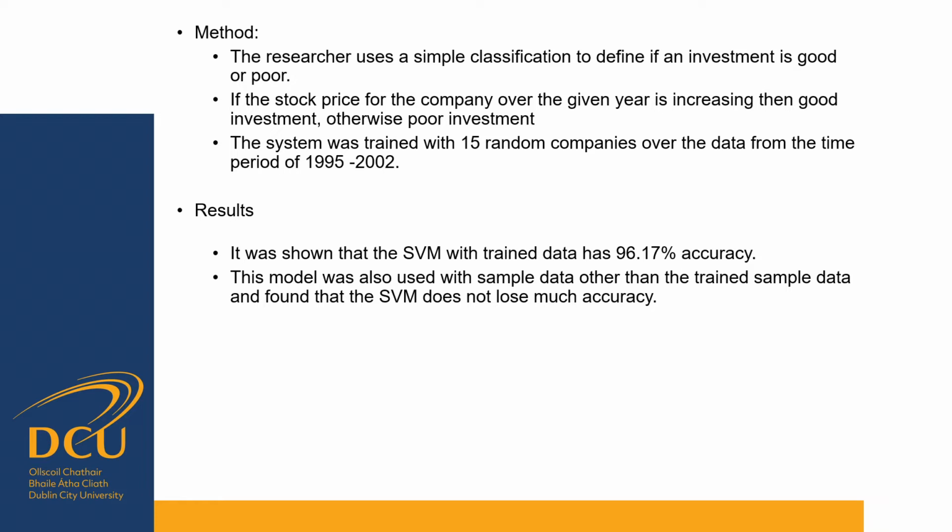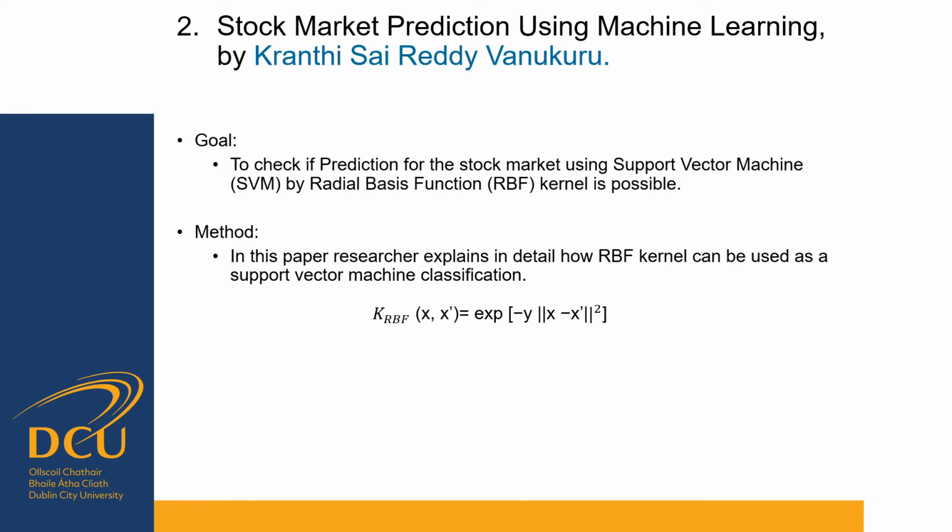As a result, their model showed 96.17% accuracy. It has also proven good with other datasets. For the second paper, we have used stock market prediction using machine learning algorithm. In this paper, the researcher used an SVM model with a radial basis function, which is also known as the RBF kernel. The researcher explained in detail the RBF function, how it is calculated, and how it can be used for support vector machine classification.